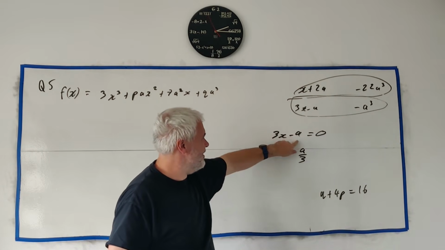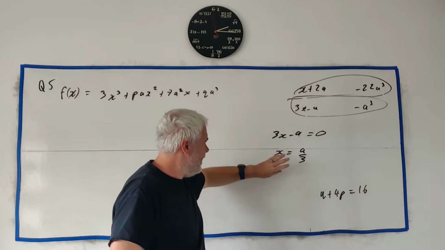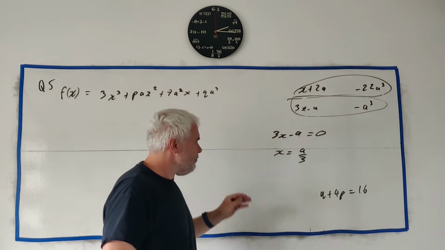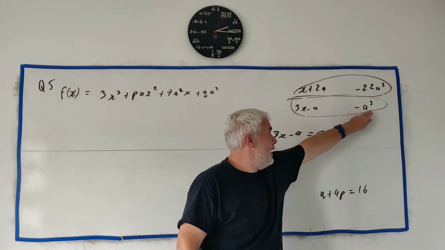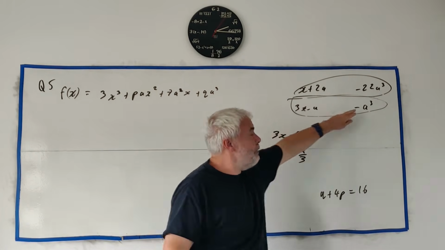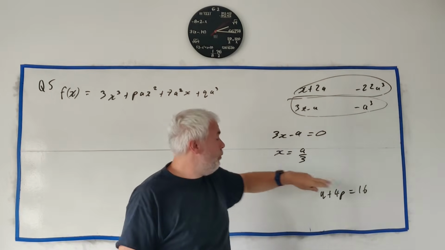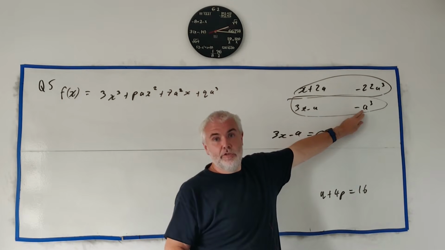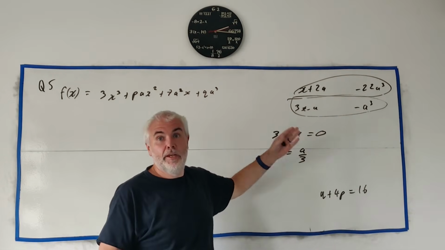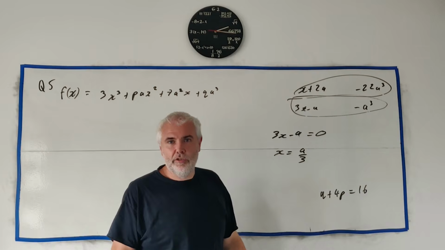So let's just change this sign, divide by this number. That's the root and the factor. If we put this root in, knowing there's a remainder, that's what we will equal. When there's a 0 remainder, we put the root in, we get 0. When there's a remainder minus a cubed, we put this root in, we get minus a cubed.